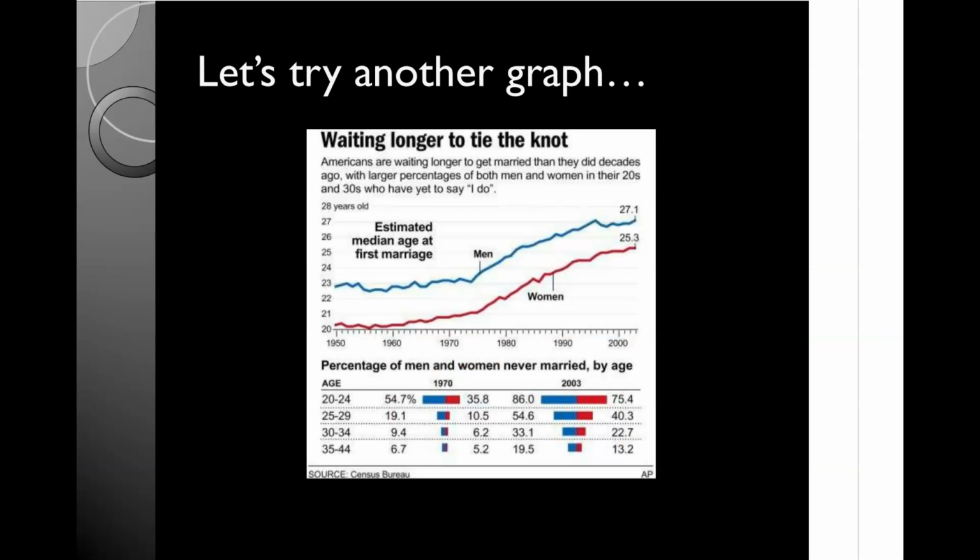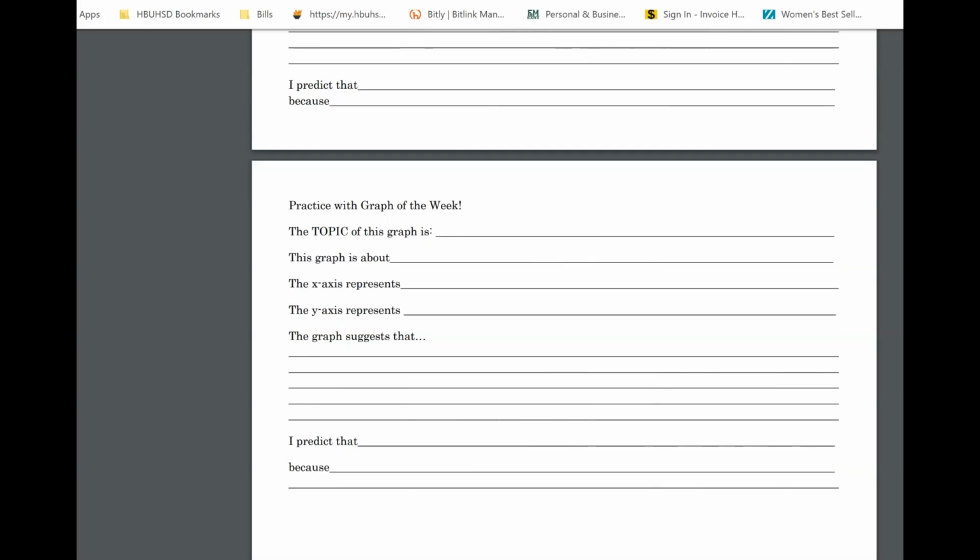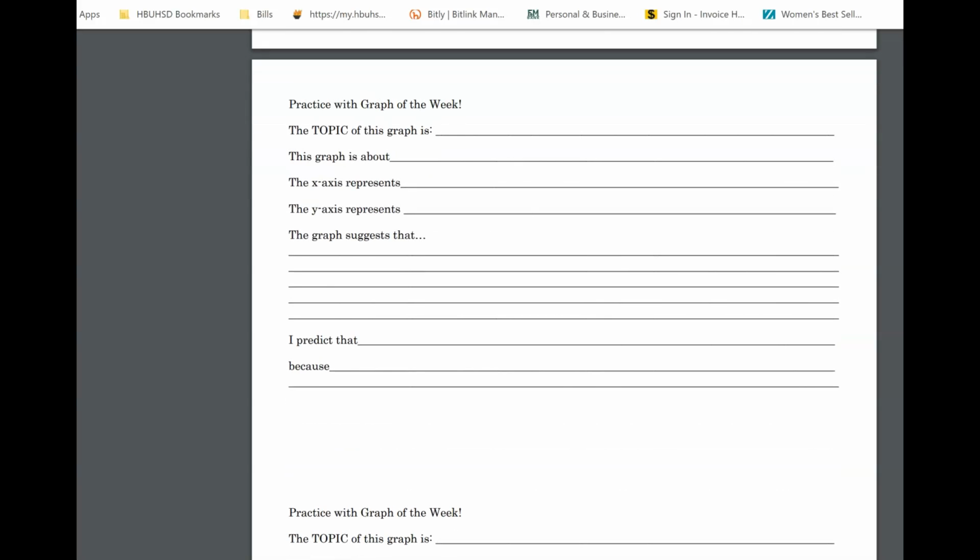So we're going to try another graph. Here it is, waiting longer to tie the knot. Americans are waiting longer to get married than they did decades ago. So looking at this graph, I want you guys to use the bottom of this half sheet, state the topic, what the graph is about, what the x and y axes represent, what the graph suggests, and predictions that you make.